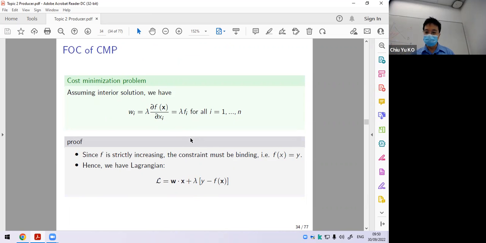What's lambda here? Just a quick question: can anyone tell me what lambda is here? Just try and look at the Lagrange theorem. What's a lambda? Yes. So what does that mean in economics? Yeah, that's good. It's a Lagrange multiplier, but what is it?